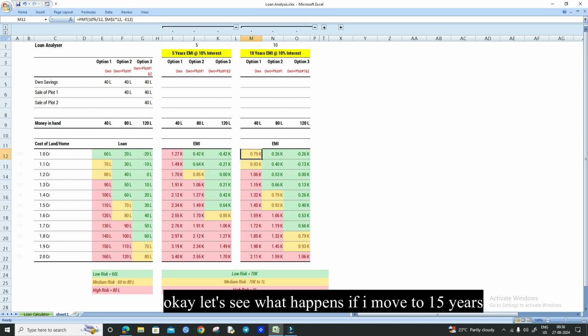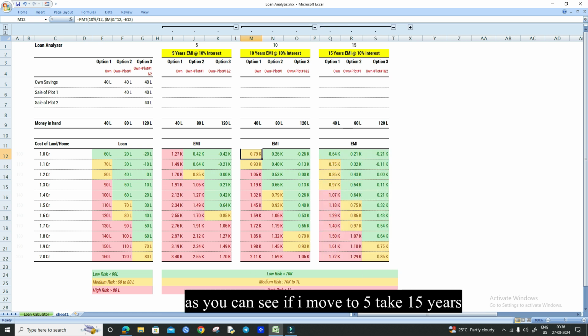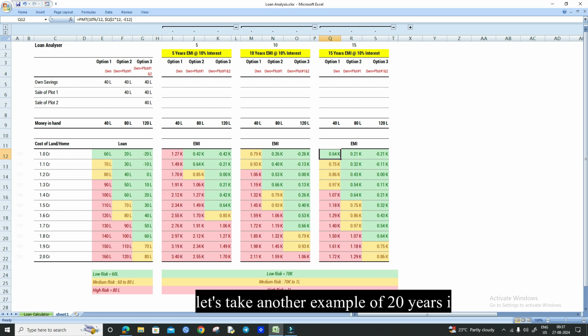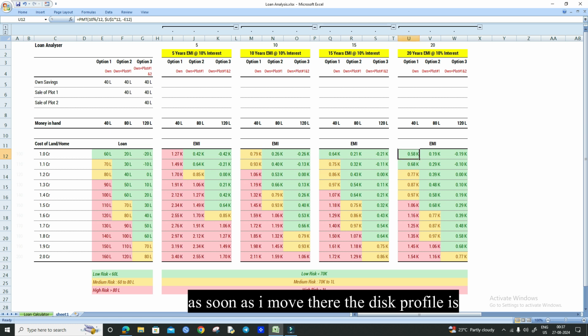Let's see what happens if I move to 15 years. As you can see, if I take 15 years of loan, my EMI is 64,000, which puts me in a better position than 10 years or 5 years. Let's take another example of 20 years. I know it's a long tenure, but usually a home loan or a property loan we tend to take for 20 years. As soon as I move there, the risk profile is again green for me. The only thing is, instead of paying 64,000 a month, I'm going to pay only 58,000 a month.